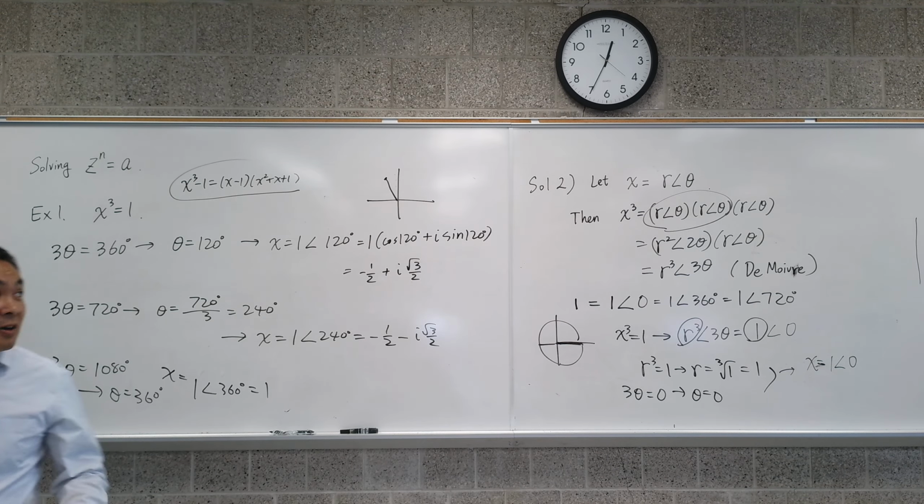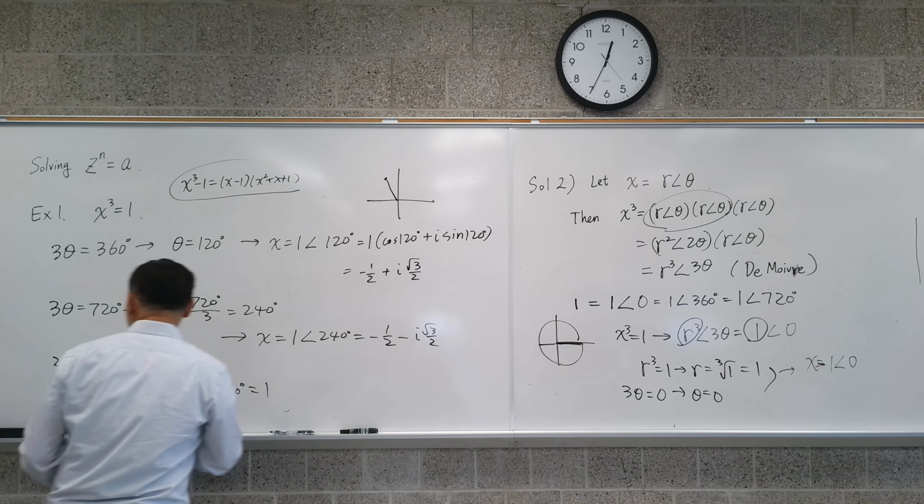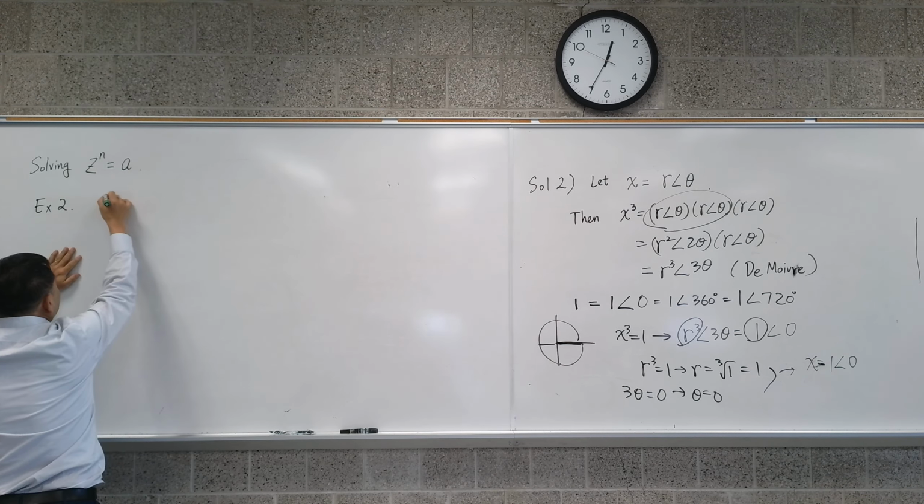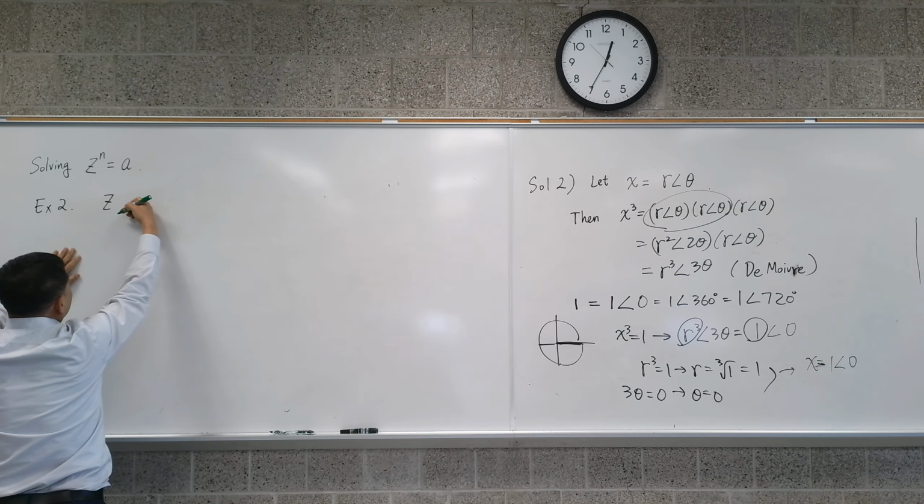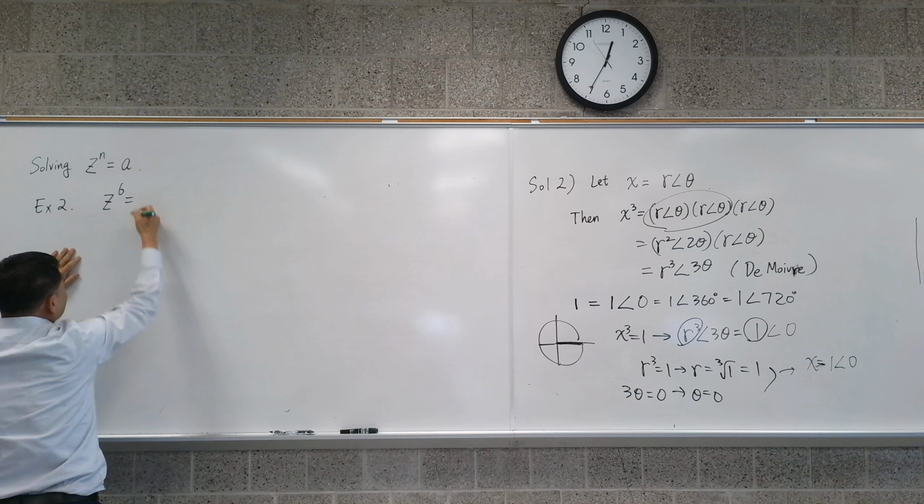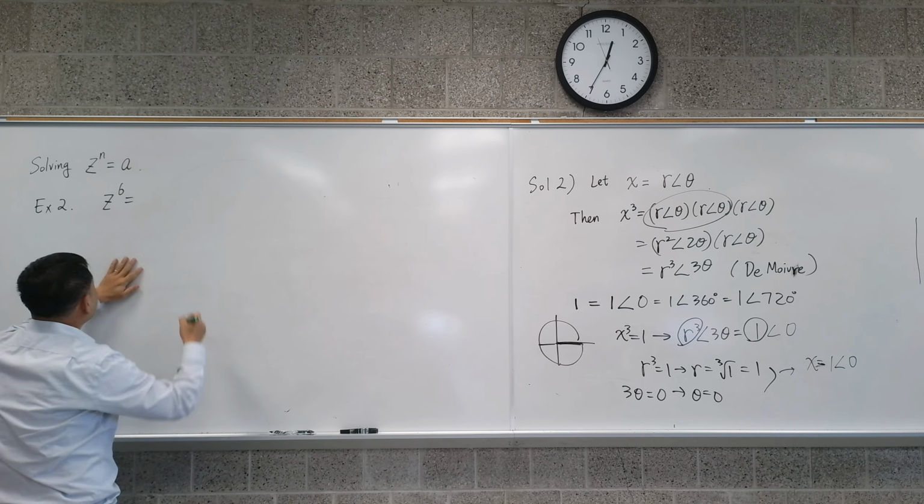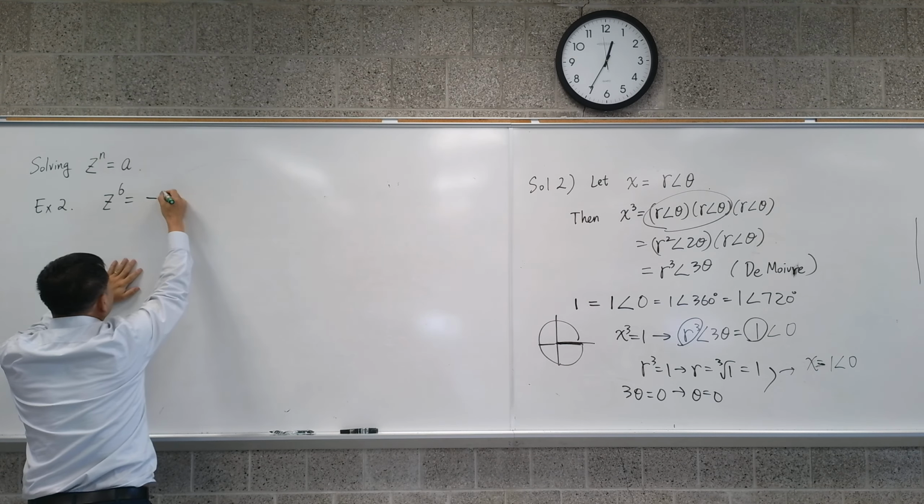Okay. All right, so I only have 10 minutes, so let me squeeze in z to the 6th power. Oof, all right. The 6th power is going to be equal to negative 64.